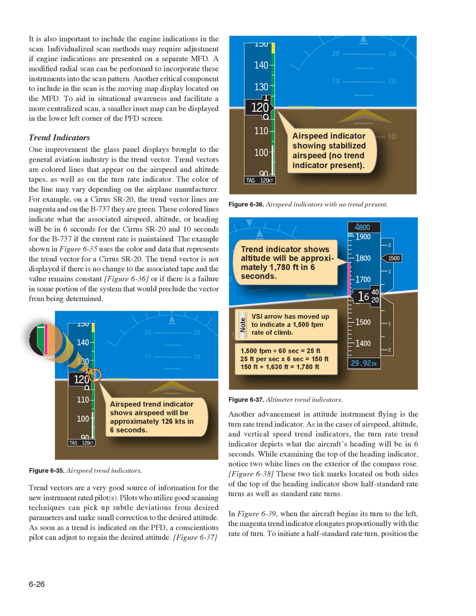Figure 636. Airspeed indicators with no trend present. Figure 637. Altimeter trend indicators.